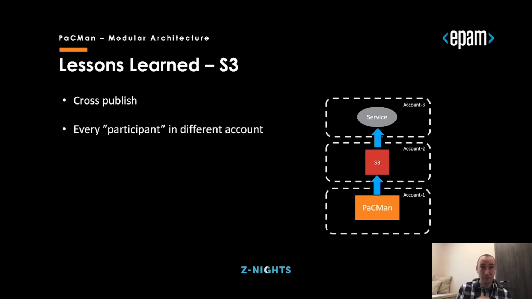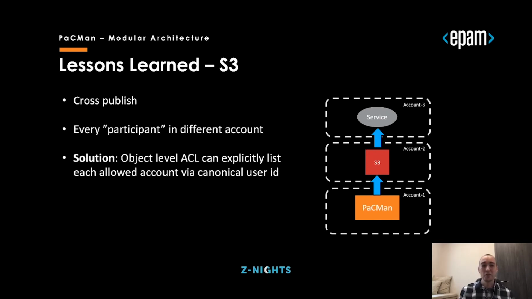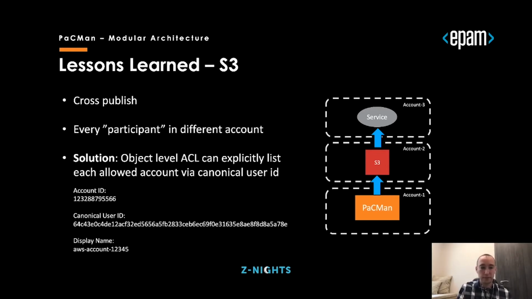In the AWS documentation, on the really deep side, you can find a few words about it, and the solution is that you have to explicitly add a canonical user ID for each object, and that canonical user ID will describe which account should be able to consume that object. That canonical user ID is basically representing the account. It's like the account ID or the display name.